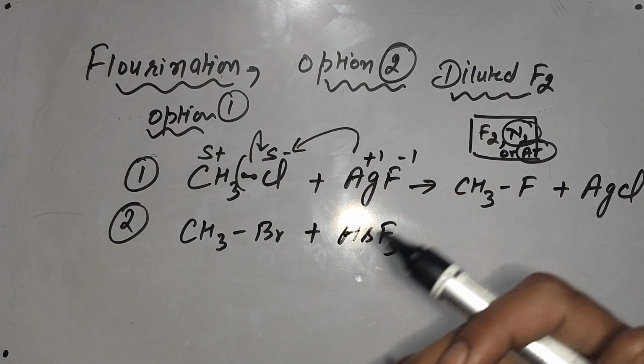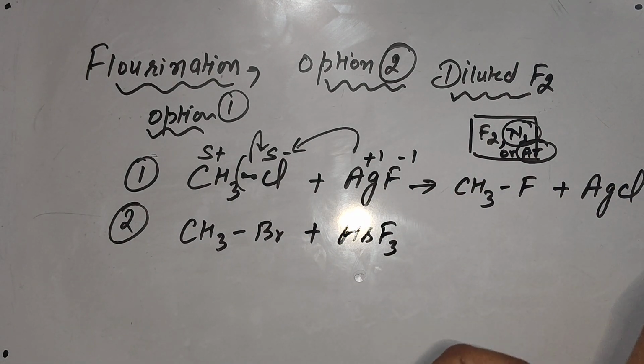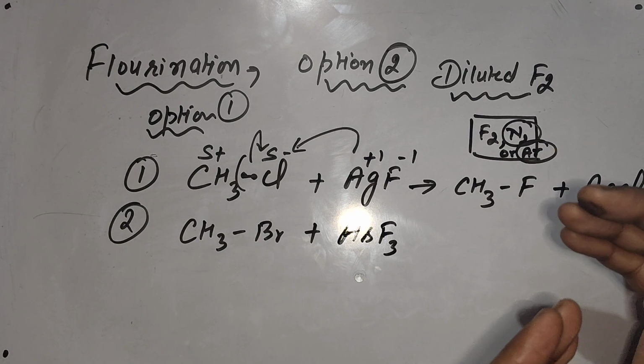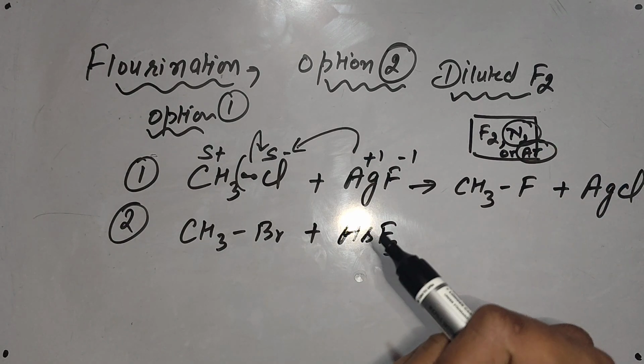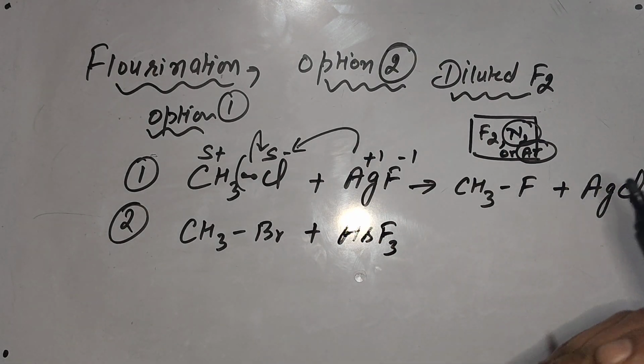So these are the two options we can prefer for fluorination, but direct fluorination with fluorine is not the right option. Reactions will be highly exothermic and uncontrollable, which we don't want. So that's it. These are the important points we have in chlorination, bromination, iodination and fluorination of alkanes.